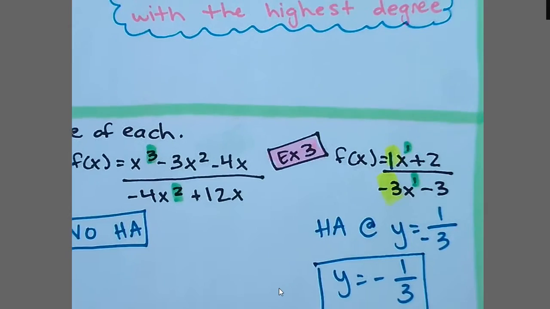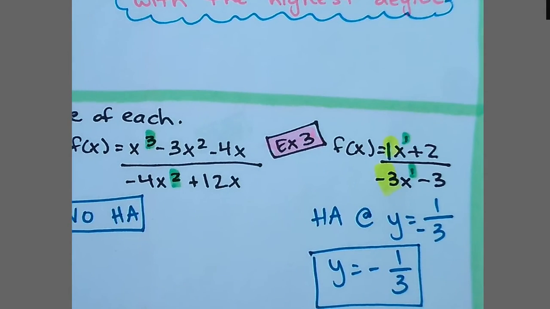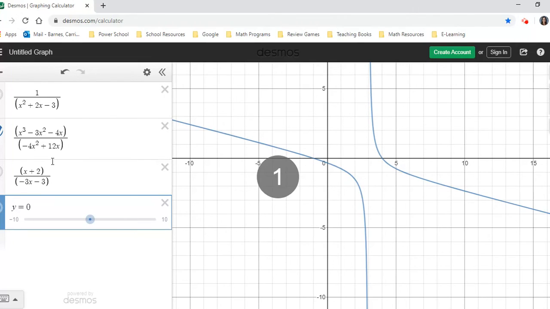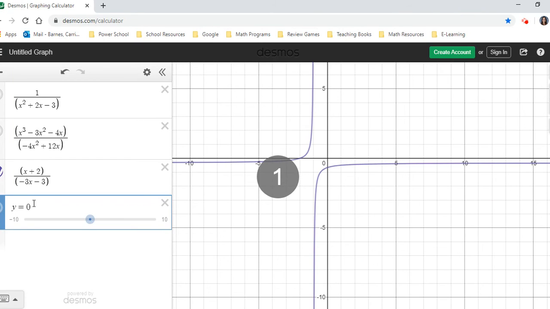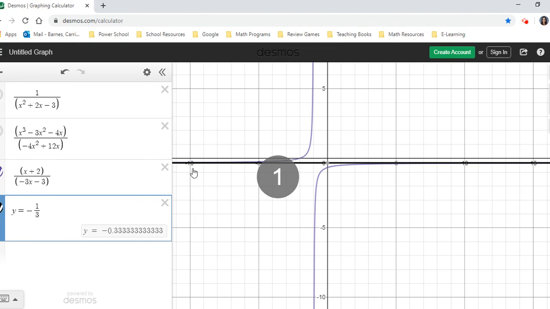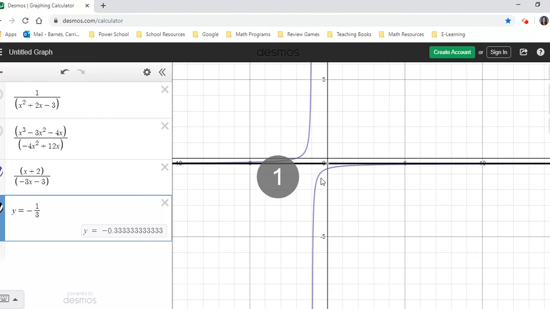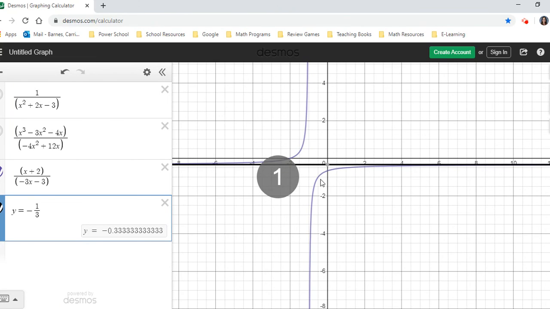All right, and let's just check this on Desmos. We're looking at this third one now, and it should be at y equals -1/3. Let's graph this. And there you can see that both of the ends are approaching -1/3, but never touching it.